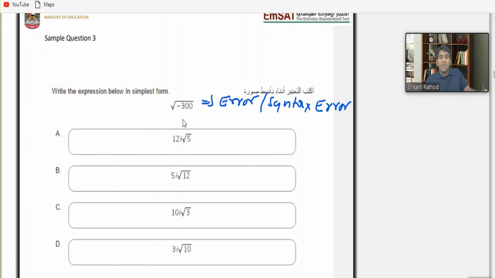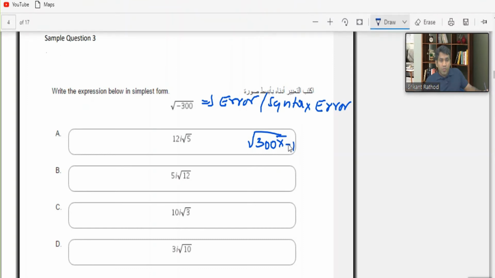The square root of negative 300, I can write in this way: square root of negative 300 can be written as square root of 300 times negative 1. Yes, I can write it. Negative 300 can be written as 300 times negative 1. So this can also be written as square root of 300 times square root of negative 1. And I told you the square root of negative 1 is basically i. The square root of negative 1 value is going to be i.